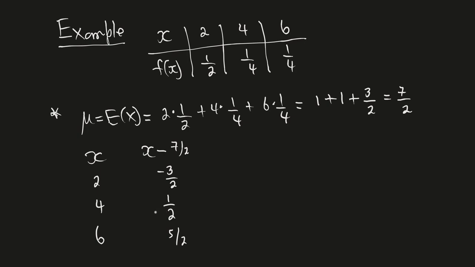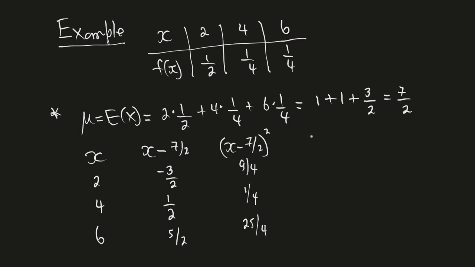This probability distribution doesn't look symmetric, right? Because we have one value that's less than the mean, and then we have these other two that are greater than it. Now let's square those deviations. So let's compute that. This is 9/4, 1/4, and then 25/4.